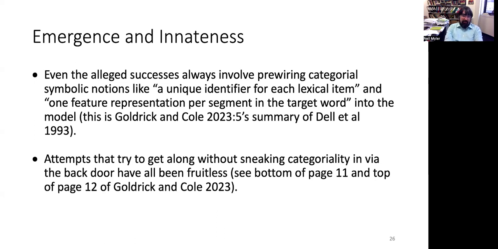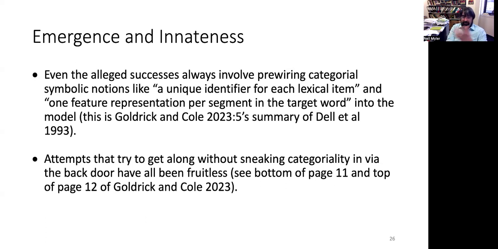So this is Goldrick and Cole's summary of Dell et al. 1993. Attempts that have tried to get along without sneaking categoriality in via the back door have all been fruitless. And this is discussed at the bottom of page 11 and the top of page 12 of Goldrick and Cole 2023. So something must be innate. Doesn't have to be language-specific necessarily, but something must be innate, right?